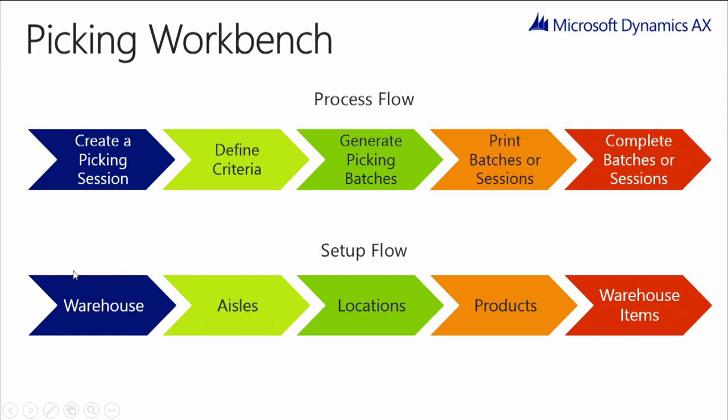First, we'll talk about the process flow. The Picking Workbench starts by creating what's called a picking session. After you create the picking session, you'll define the criteria. The criteria is which order should be included. There are many options available. Next, you'll generate the picking batches.